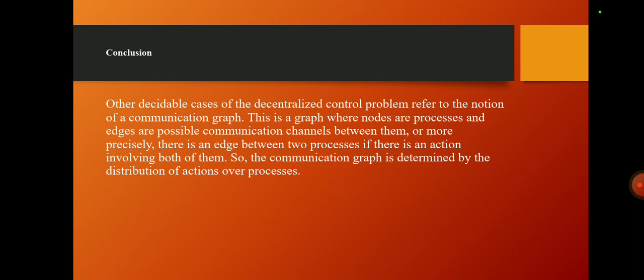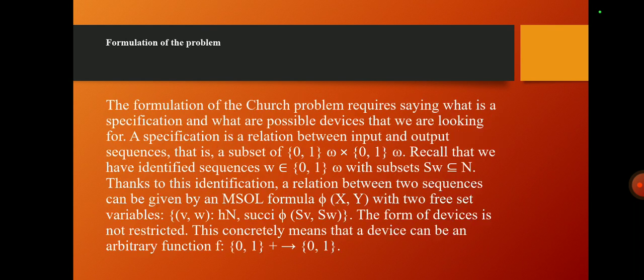Then we are at the last of our slides, which is the other conclusions, like other decidable cases of the decentralized control problem, which refer to the notion of a communication graph, where nodes are processes and edges are possible communication channels between them. There is an edge between two processes if there is an action involving both of them. So the communication graph is determined by the distribution of actions over processes.